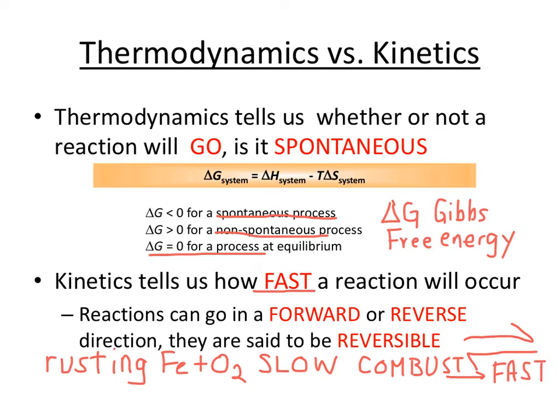There are reactions that go much slower than rusting, and there are reactions that go much, much faster than combustion. Years back, a Nobel Prize was won by somebody who studied femtosecond chemistry. That was reactions that occurred in 1 × 10⁻¹⁵ of a second. So reactions can be very, very fast.